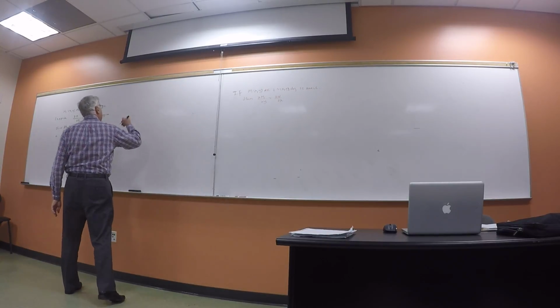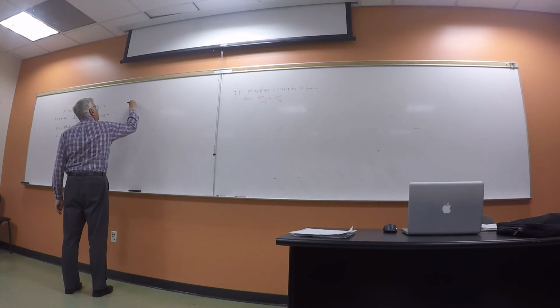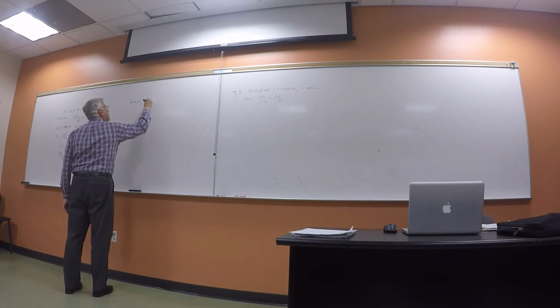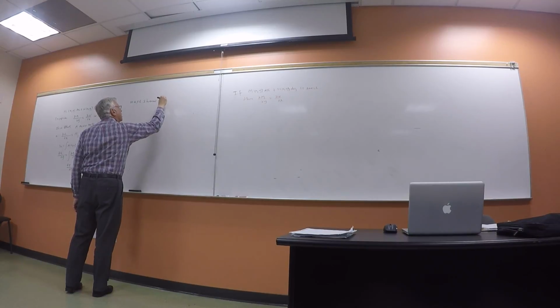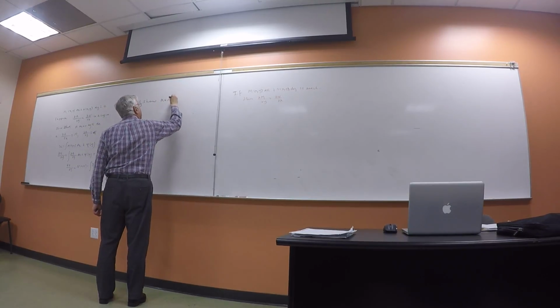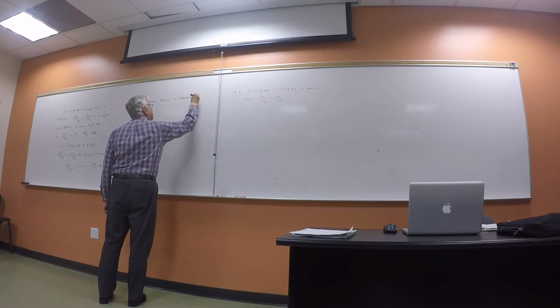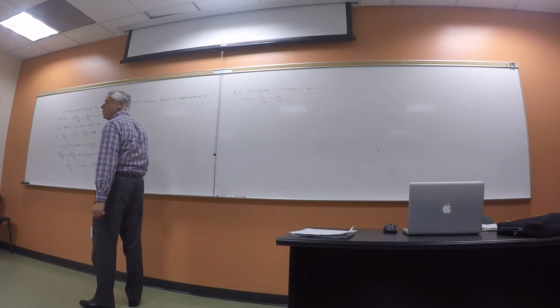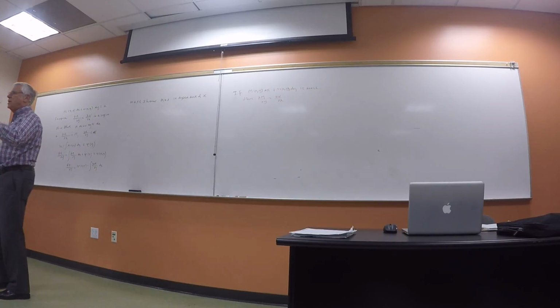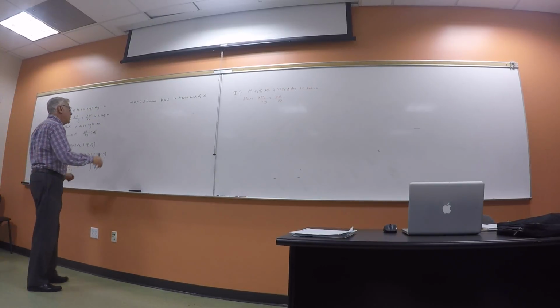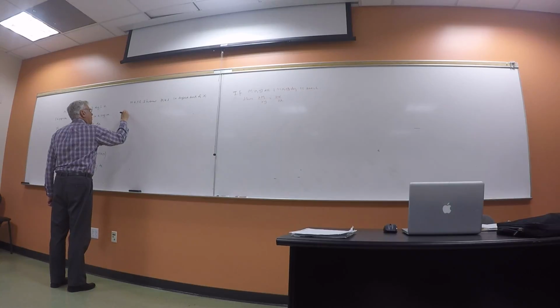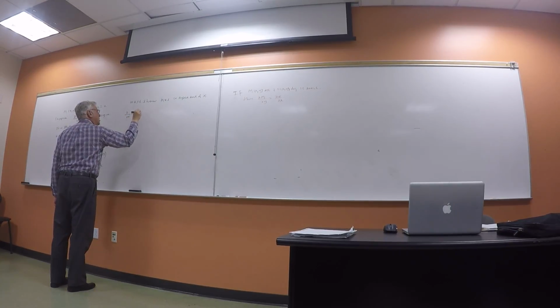Okay, so we must show the right-hand side is independent of x. What's the easiest way to find that something's independent of x? Take its partial with respect to x and show it goes to 0. So the partial with respect to x of the right-hand side is equal to what?